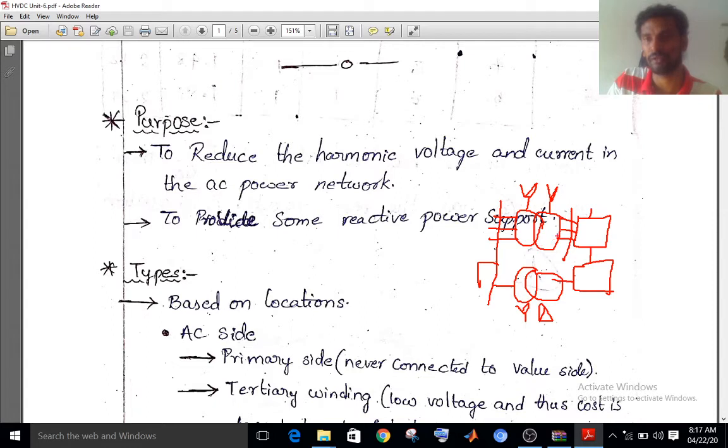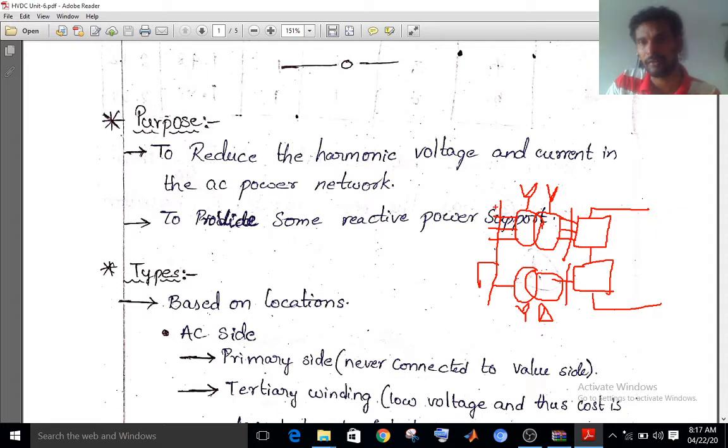So there is no need to design a filter for those harmonics if I connect my filter on the AC side of the transformer rather than on the valve side. So generally we connect it on the primary side of the transformer. And this is the DC side.